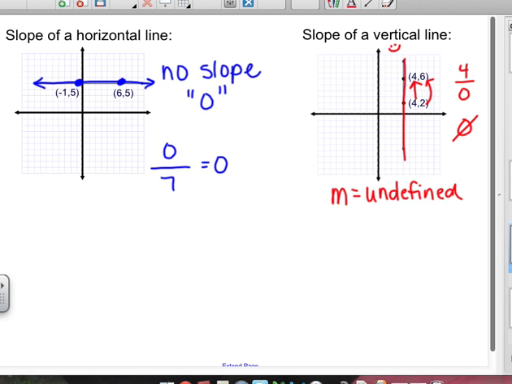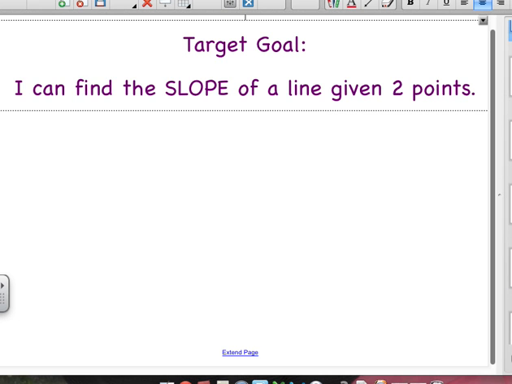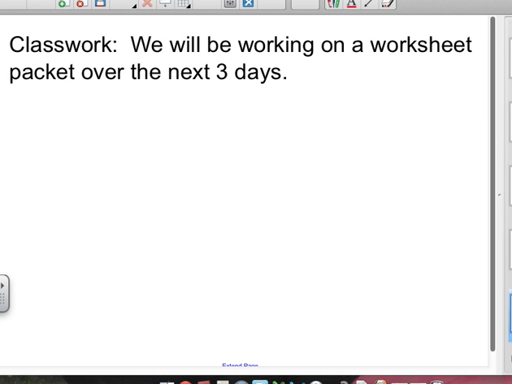Now, this is just day 1 of working with slope. Over the next few days, we're going to be working on worksheets where we're calculating slope based on rise and run, based on 2 points, and based on a table of values. So baby steps through this. Nice little baby steps. All right, I'll see you in class.